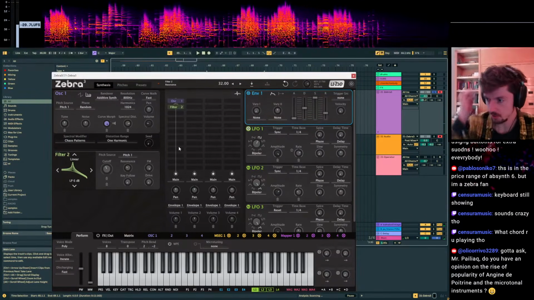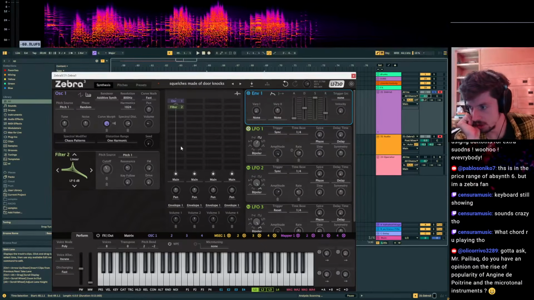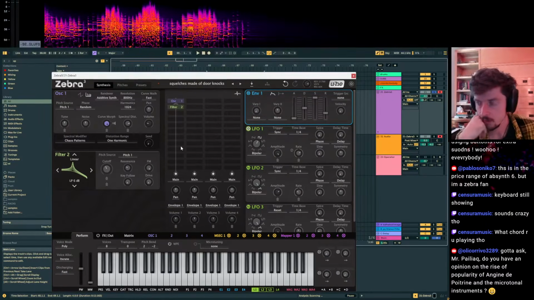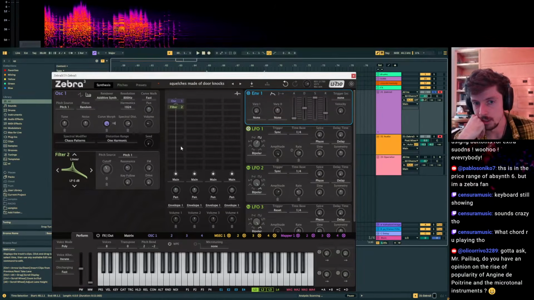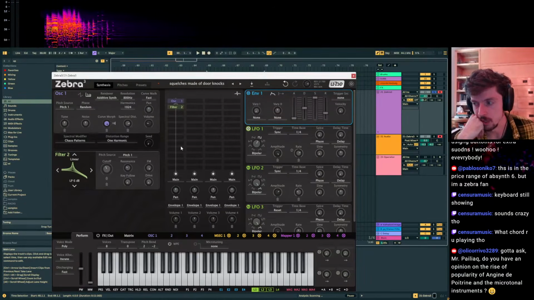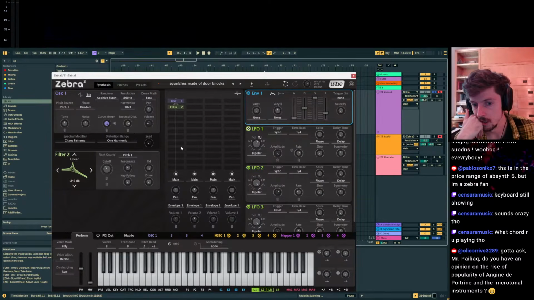Do I have an opinion on the rise of popularity of Angine de Poitrine and the microtonal instruments? I think it's fucking sick. I think it's really cool that microtonality is getting a lot of attention, and they're good at what they do. It's kind of surreal how much they're taking off. I guess they're occurring at a time when there's this AI slop everywhere, and here's an original band doing an original fun thing that aren't taking themselves super seriously.